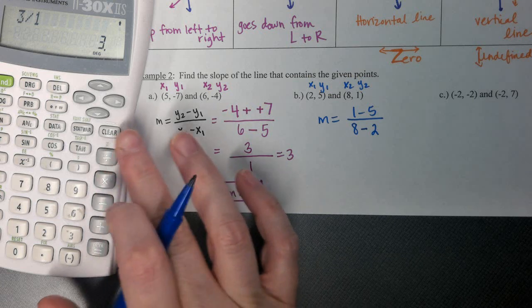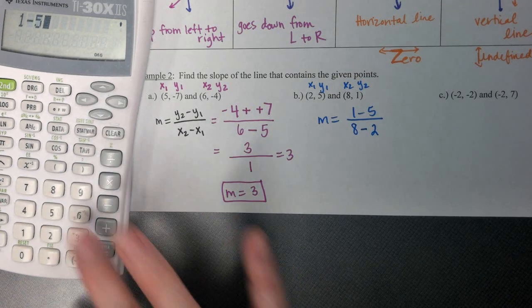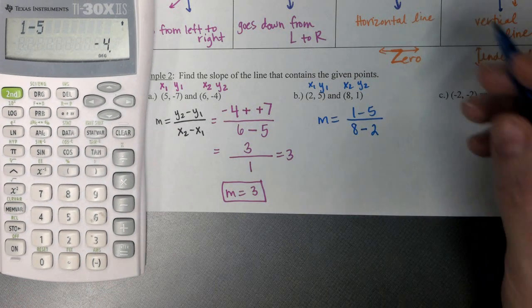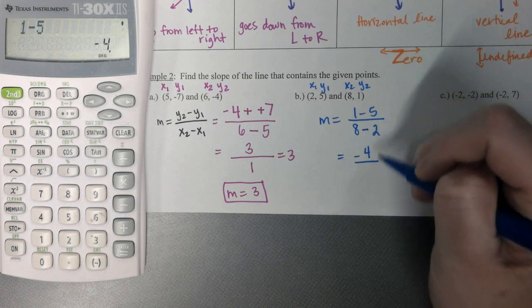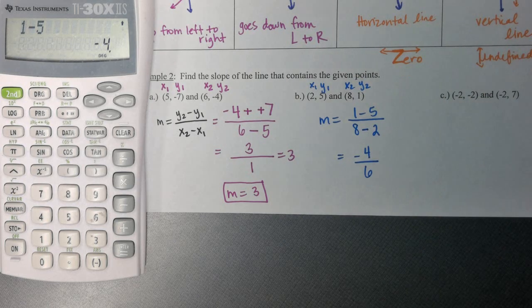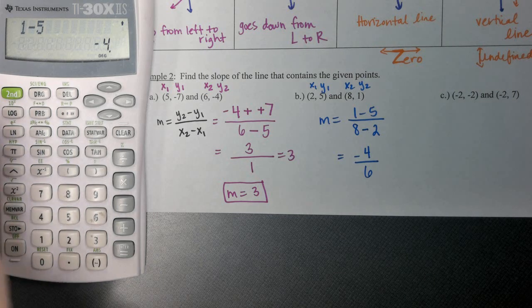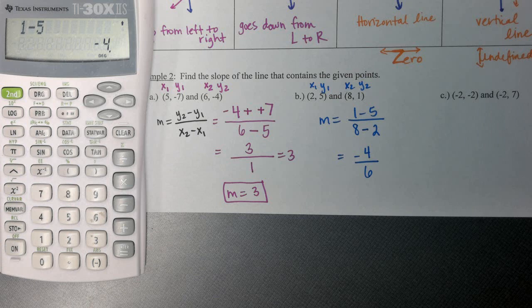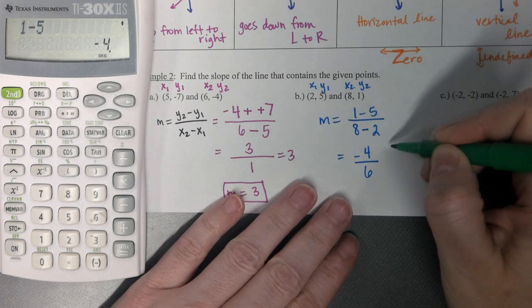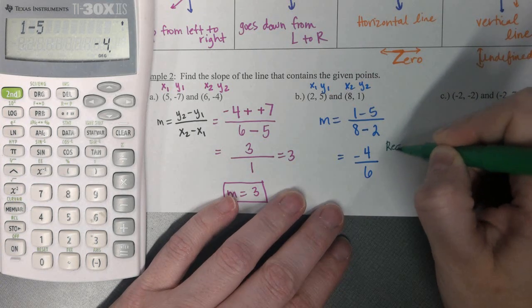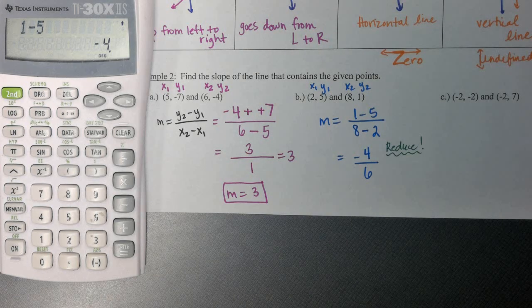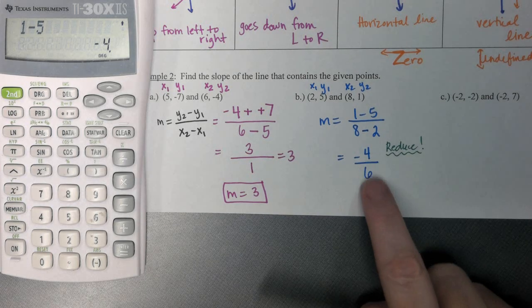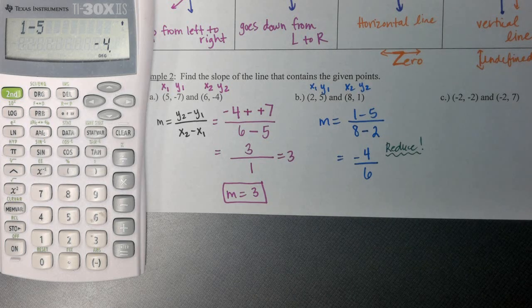Okay, so it's perfectly fine if you use your calculator to do that part, the 1 minus 5 to get -4. Okay, 8 minus 2 will be 6. Now, what we have to do here is something we did at the beginning of the year. Do you guys know what it is? You have to reduce, okay? And so when you reduce, if there's a number that goes into both, you can reduce it.